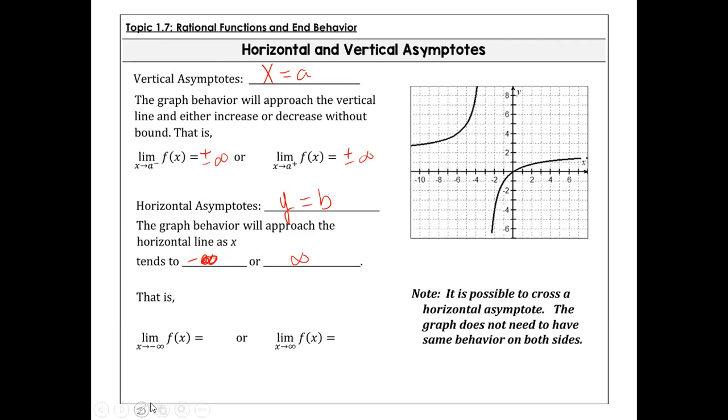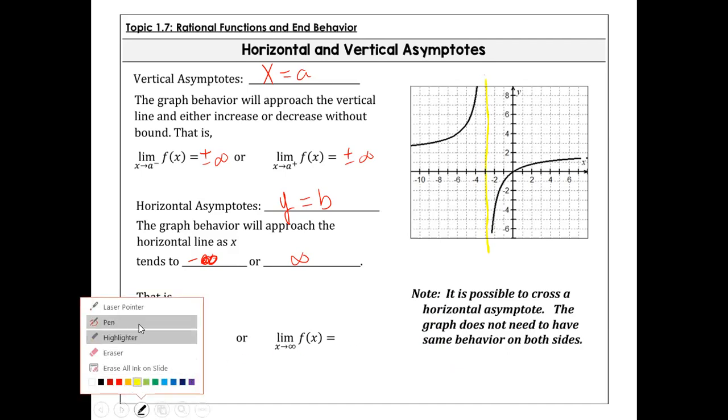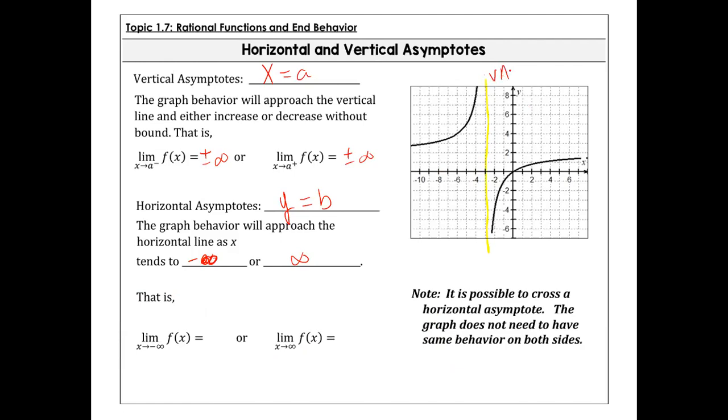Okay. So using our graph that we have here, we're going to analyze what's happening. Starting here, we're going to find our asymptotes. Our vertical asymptote, hopefully you can see it, is here at X equals -3. Do we all agree? Okay, so we have a VA at X equals -3.